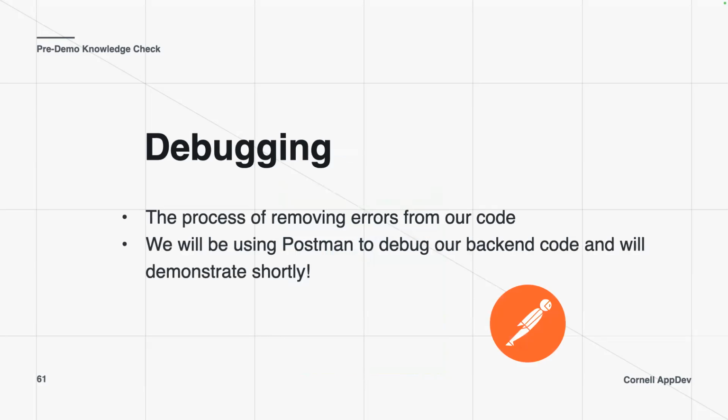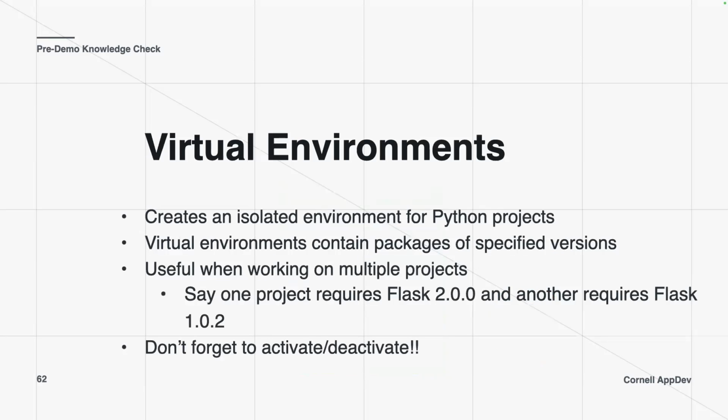So the next thing is debugging. We're going to be using Postman this semester to help debug your code. What Postman essentially does is it allows you to send requests to a backend, and it's really useful for determining which routes are buggy and stuff like that. So this is really going to be useful for your assignments, and I think it's going to be required when you do your assignments. And then the last thing are virtual environments.